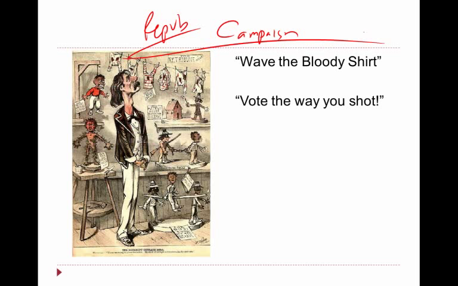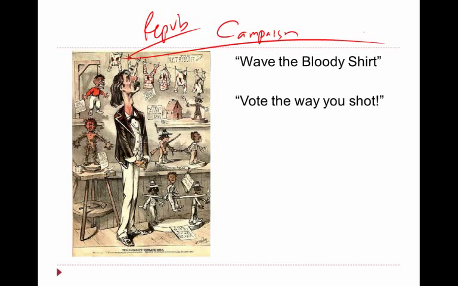When the Republicans campaigned, Grant would wave the bloody shirt. And when he waved that bloody shirt, he was trying to remind people of what? The Civil War. Saying, hey, you know those Democrats? Those Southern Democrats? Remember what they did. They killed so many lives. So he would wave the bloody shirt to remind people of the Civil War caused by the Democrats. And he also said, vote the way you shot. Hey, if you tried to fight the South, you should vote as a what? A Republican. And if you supported the South, then who cares? No one likes you.